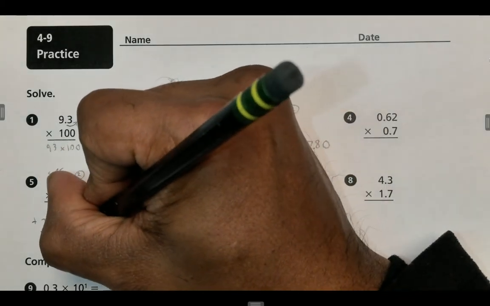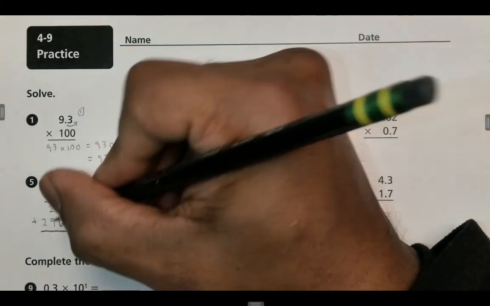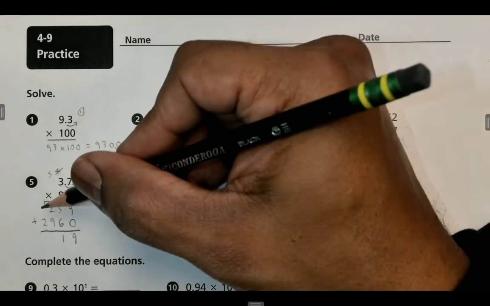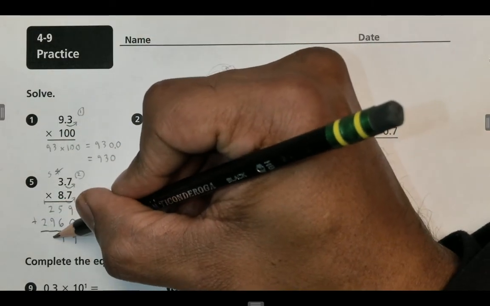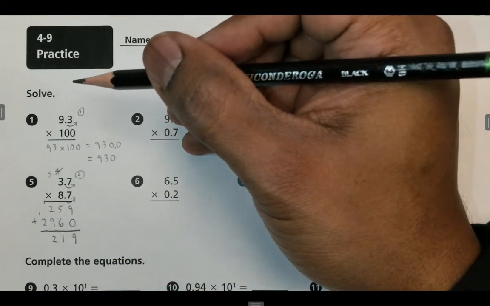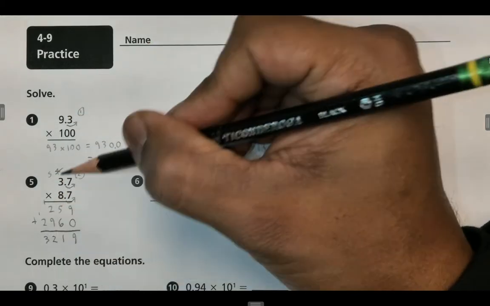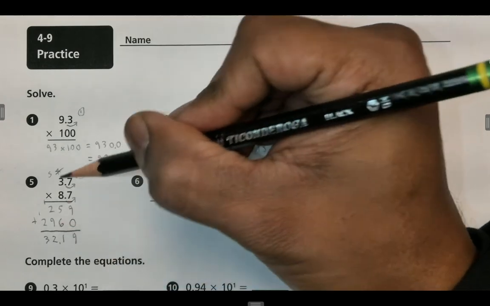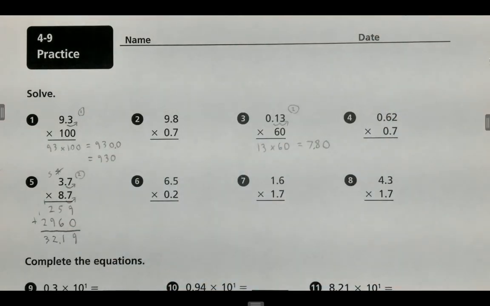Add up our columns. 9 and 0 is 9. 5 and 6 is 11. 1 comes down, 1 gets carried. 1 and 2 is 3. 3 and 9 is 12. 1 and 2 is 3. Now coming from the end, pew, pew. We get 32 and 19 hundredths.